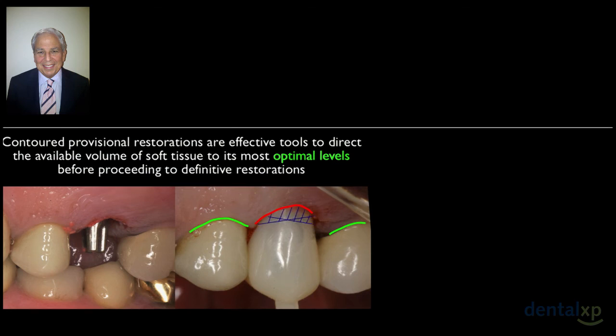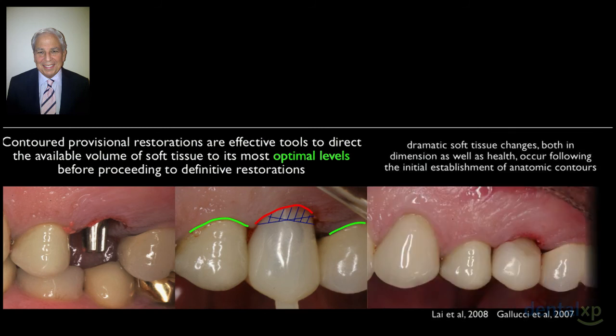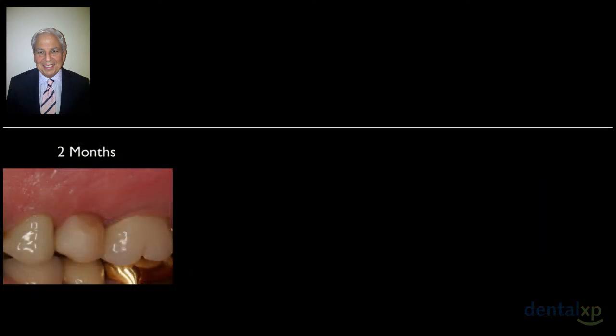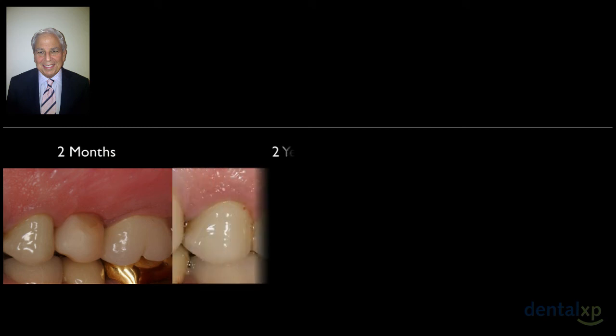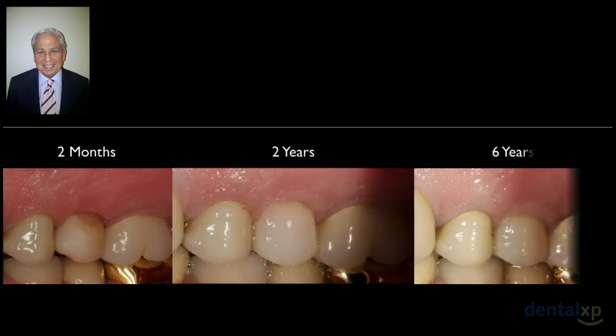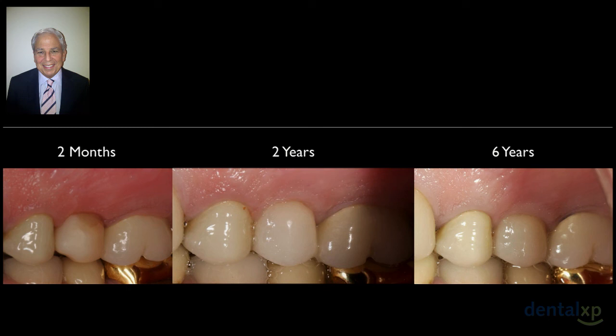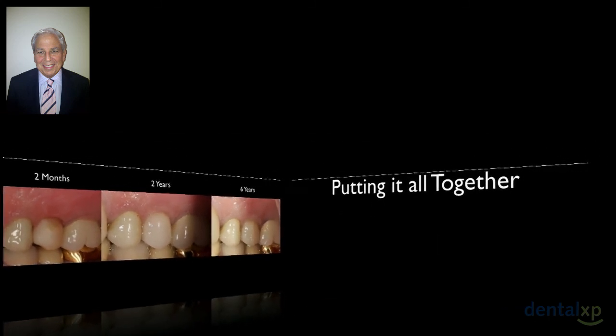So just by simply changing the crown contour of that provisional restoration, we will get immediate and dramatic results in the shape and the health of the soft tissue, as talked about by Lay and Gallucci in one of their articles. So the contour of the provisionalization is extremely important, and it's going to give us the stability that we need at 2 months, at 2 years, and then finally at 6 years, and we're not seeing any change whatsoever. And if you notice, that abutment underneath there was just a very convergent abutment. It was a stock abutment with nothing.